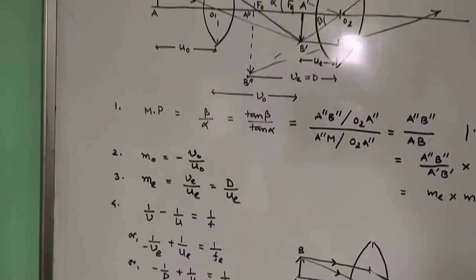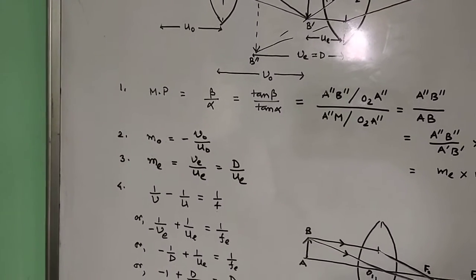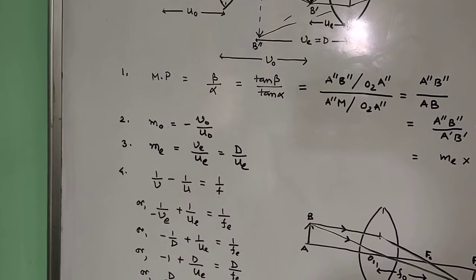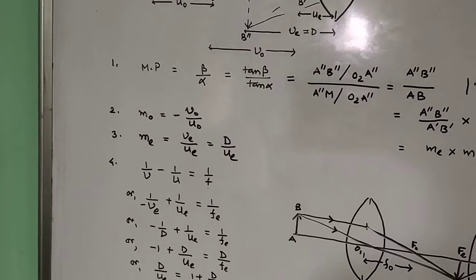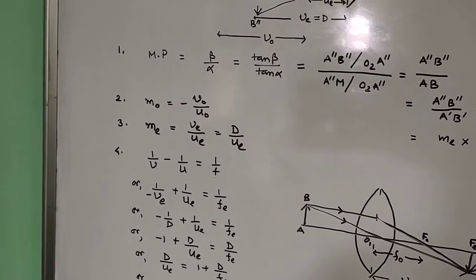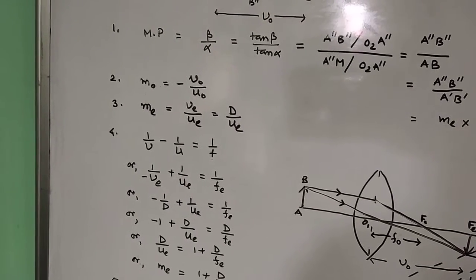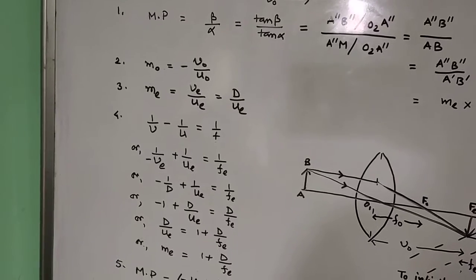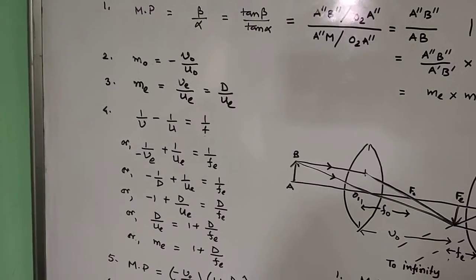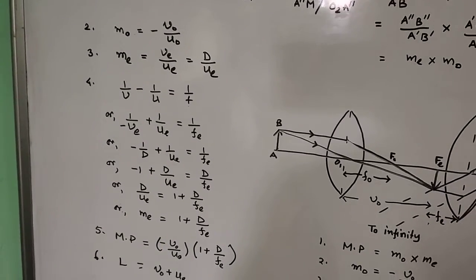So basically the lens's second focus is considered. It comes out that v is nothing but d, so minus 1 by d plus 1 by ue equals 1 by fe. If you simplify by multiplying by d, then minus 1 plus d by ue equals d by fe, so d by ue equals 1 plus d by fe. So you see we are getting me, that is 1 plus d by fe. So the magnifying power is m0 me, that is minus v0 by u0 times 1 plus d by fe.